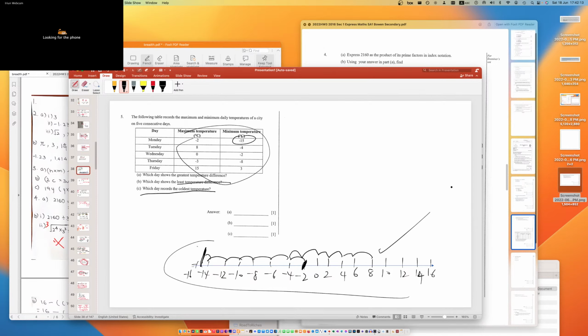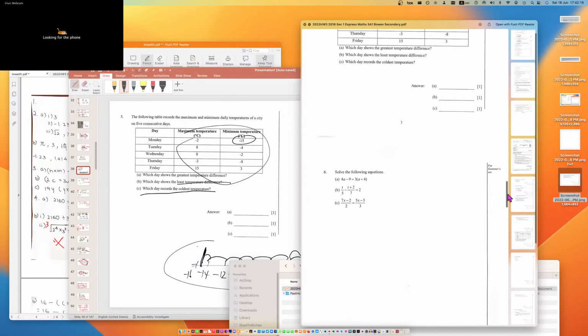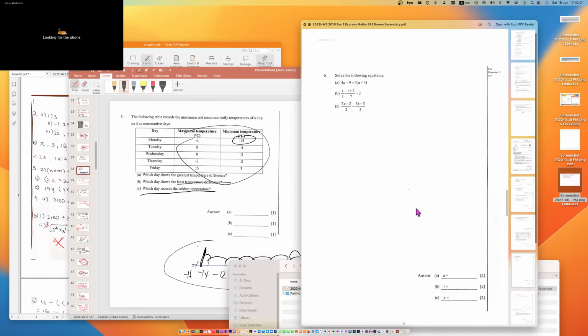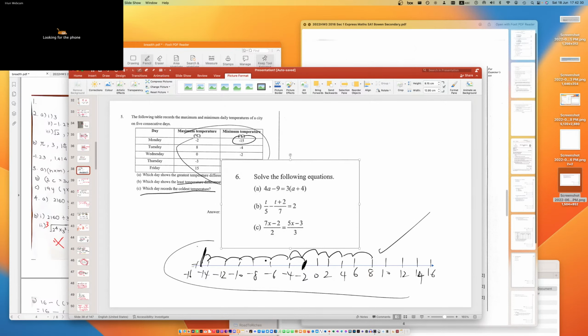So this one, algebra is simple. This paper 1 algebra is definitely much simpler than the paper 2 one. Just now the paper 2 one is harder, right? This one is simpler.